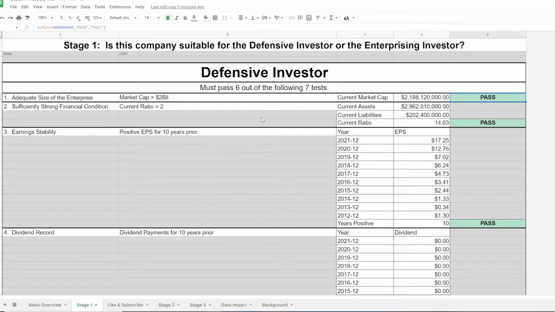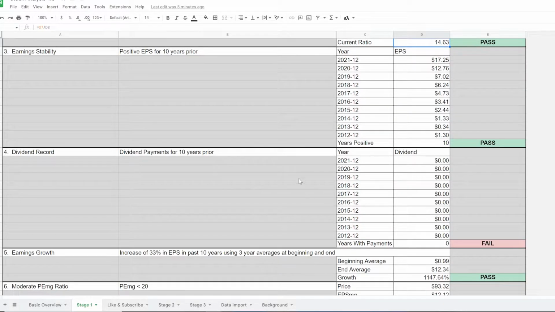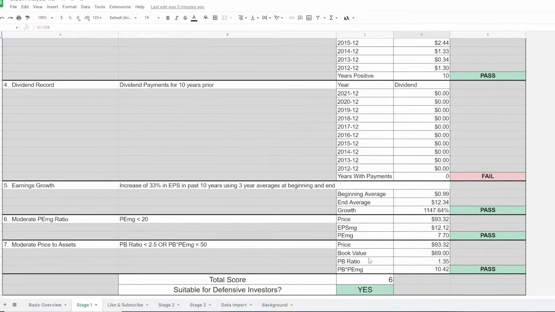The current ratio has to be over 2. This one, it is 14.63. It has a great current ratio. That's good to see. Positive earnings per share for 10 straight years. It does pass that. Dividend payments for 10 years. It does not pay a dividend, so it can't pass that one. Increase of 33% in earnings per share. It has definitely passed that with a whopping 11,000% earnings growth in that time period.